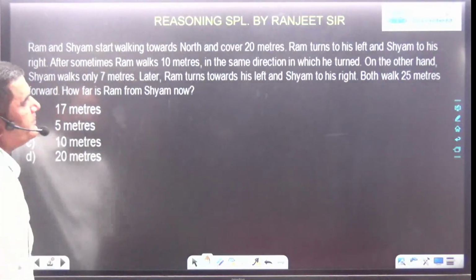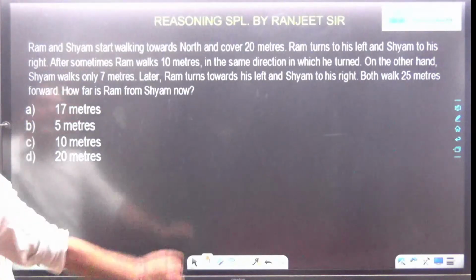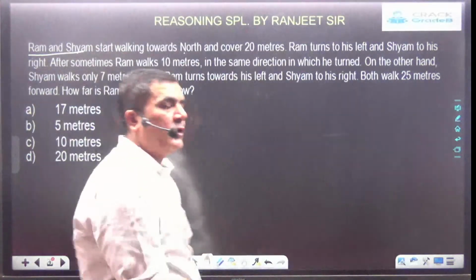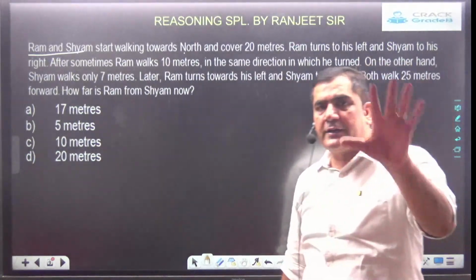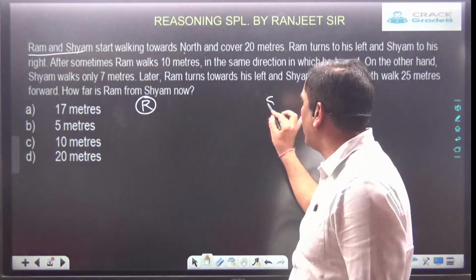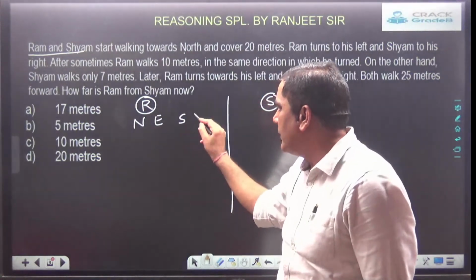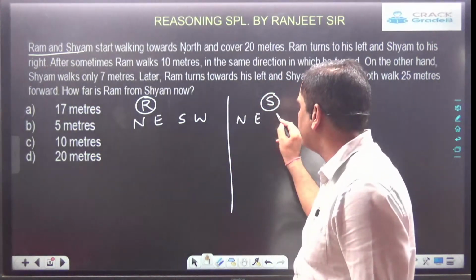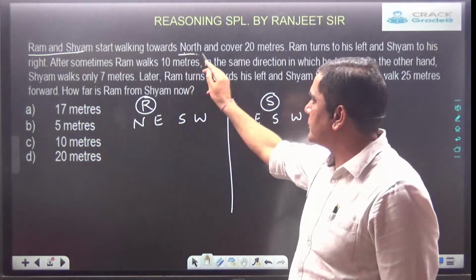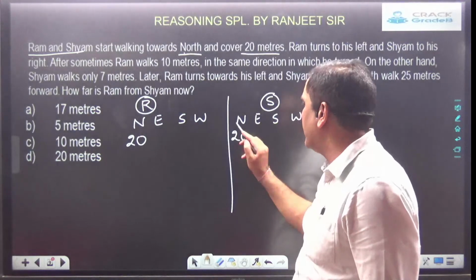Let's go for this one. Now here they are saying Ram and Shyam start walking towards north and cover 20 meters. Both are moving towards north, which means both are moving in the same direction. So let's start. This NESW is for Ram and one is for Shyam. Here Ram goes 20 meter north, Shyam goes 20 meter north.